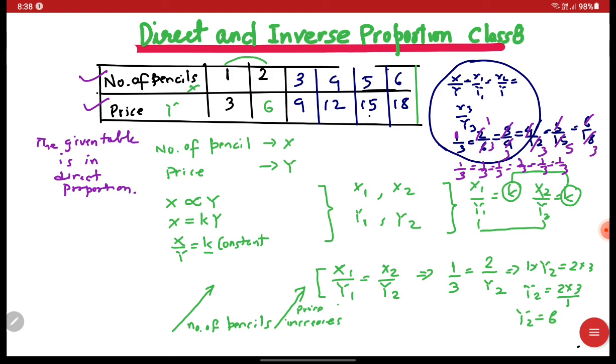Okay, so this is about direct proportion. I will do the inverse proportion in the next class. Meanwhile, you practice some sums and then I'll get back to you with a new lesson very soon.